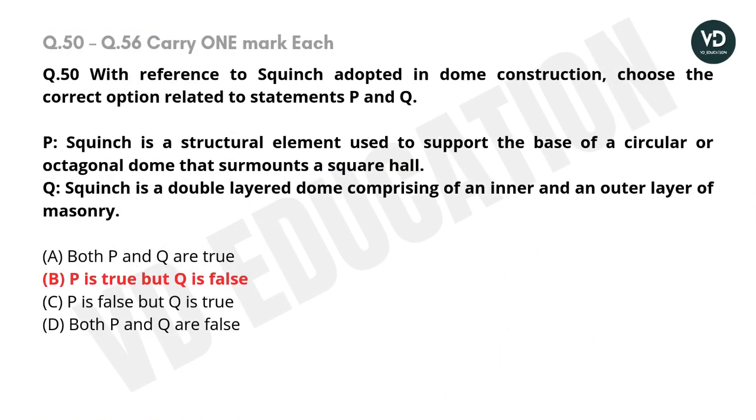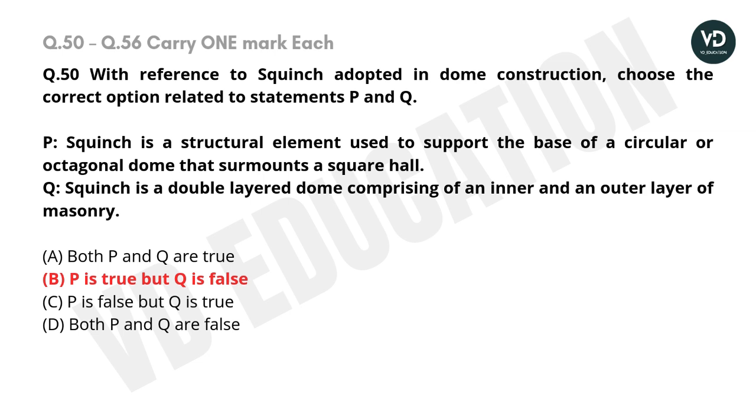Question number 50. With reference to the squinch adopted in dome construction, choose the correct option related to statements P and Q. P: Squinch is the structural element used to support the base of the circular or octagonal dome that surmounts a square hall. Q: Squinch is the double-layered dome comprising inner and outer layers of masonry. They have provided 4 options.